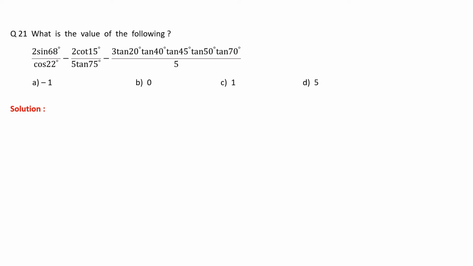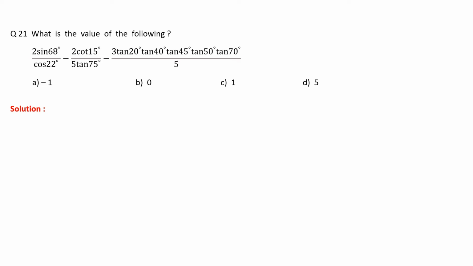Now students, this is a very simple problem based on the complementary angle relations of trigonometric ratios. The question says, what is the value of the following: 2 sin 68 degree upon cos 22 degree minus 2 cot 15 degree upon 5 tan 75 degree minus 3 tan 20 degree into tan 40 degree into tan 45 degree into tan 50 degree into tan 70 degree, whole divided upon 5.